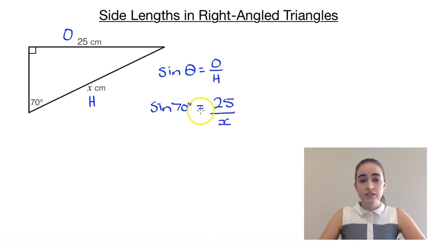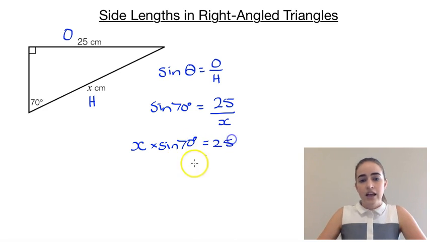So this question's a little bit different because we've ended up with our unknown in the denominator. So to get rid of that being down there, we're going to multiply both sides by x. So we're going to have x times sine 70 is equal to 25. And then we're going to have to divide by sine 70 degrees to get that x on its own. So we'll have x equals 25 divided by sine 70 degrees.